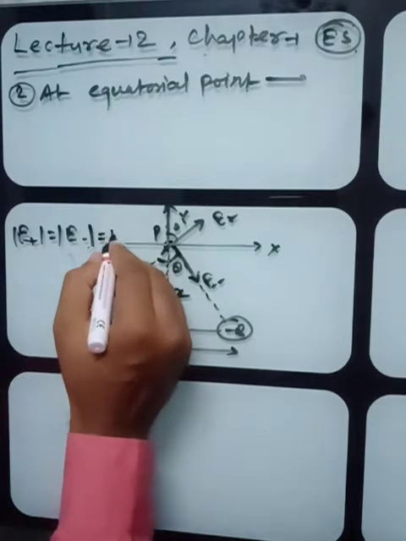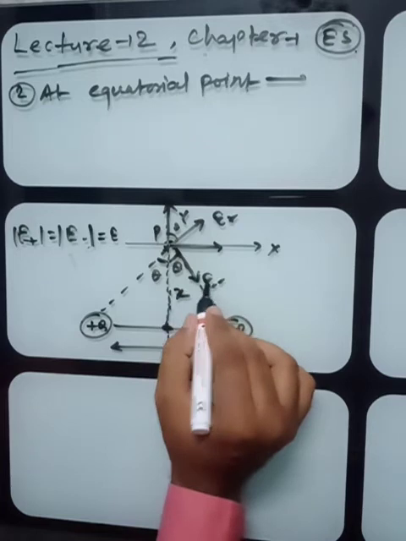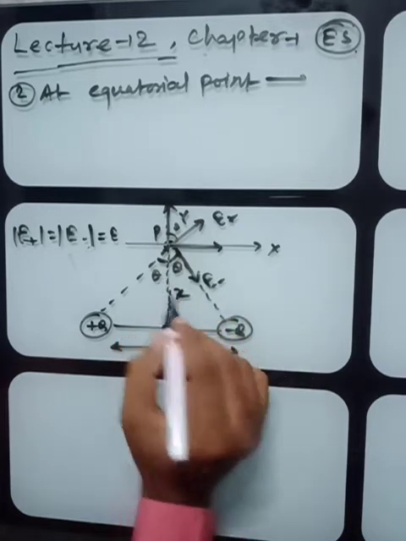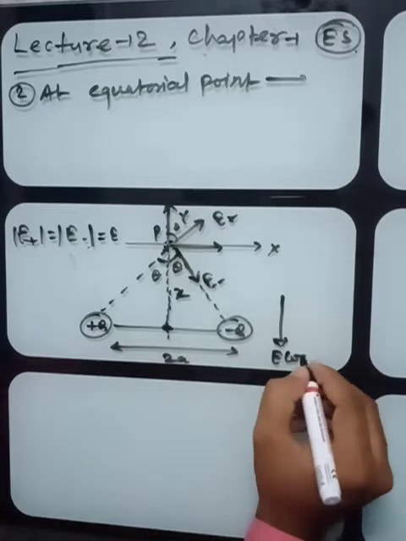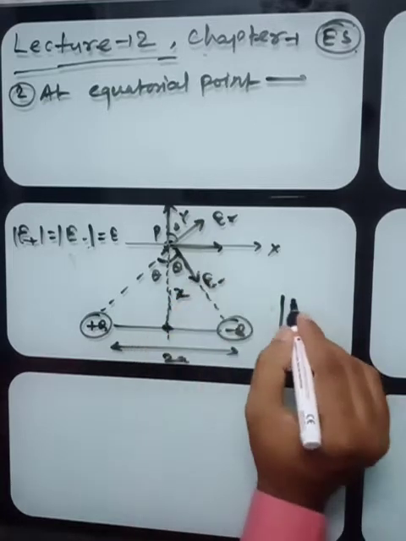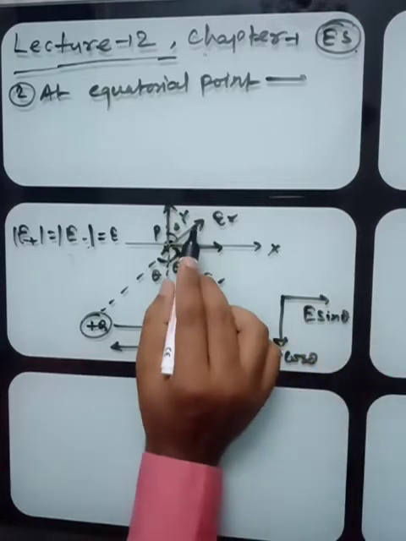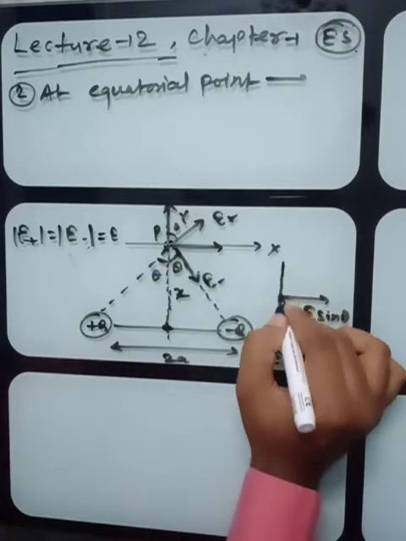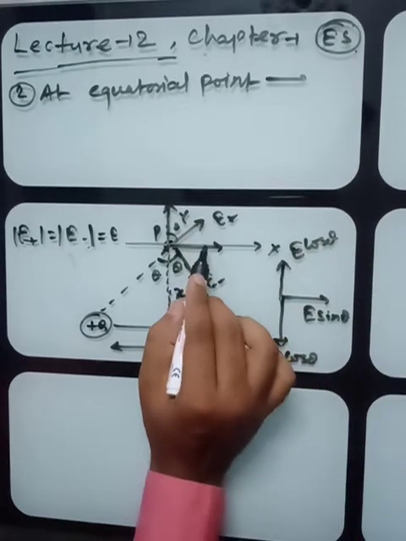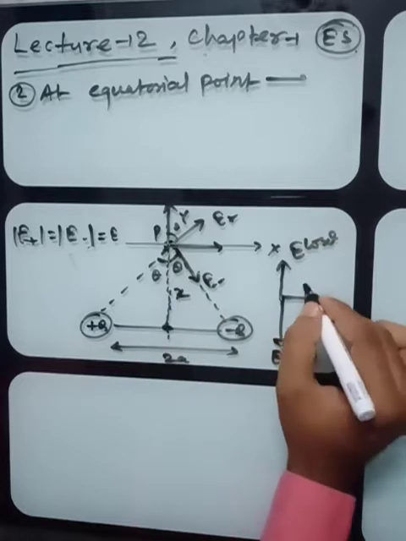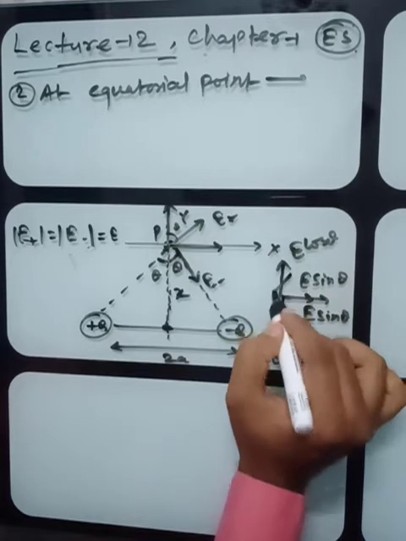Suppose it is E. This E will have two components. We can write it as E cos theta and E sin theta, and this one having E cos theta, and this E over here, E sin theta. Since both the components are the same and the angles are the same, the E cos theta components will cancel out.